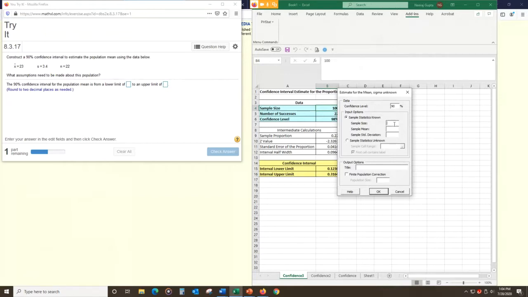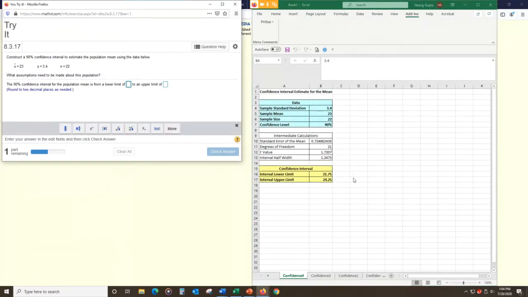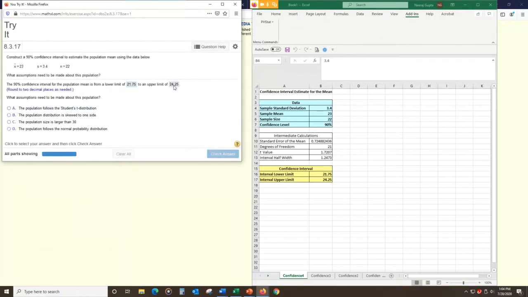I'm given the sample statistics. My sample size is 22, so 22. The sample mean is 23, and the sample standard deviation is 3.4. I just click OK. I need the confidence interval, so my lower limit is 21.75 and my upper limit is 24.25. And that's what I will do.